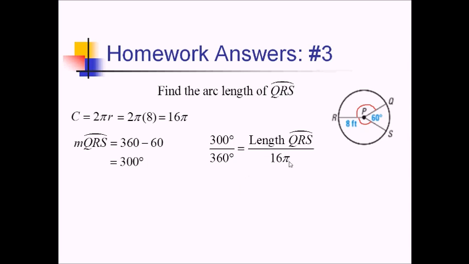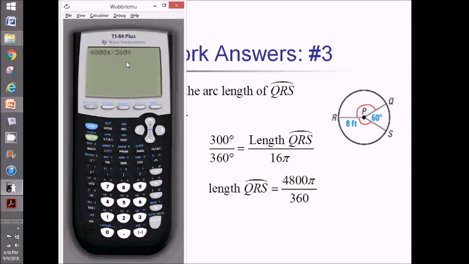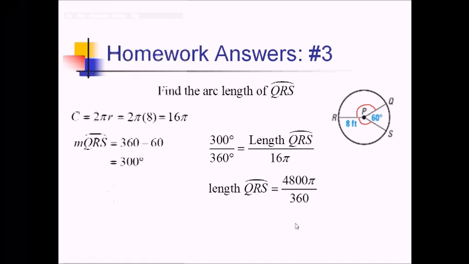And if we just multiply both sides by 16 pi, that'll take care of it. So that's going to be 4,800 pi over 360 on the left side. And then let's divide that on the calculator. So dividing that out, it's going to come out to about 41.89, and that's going to be feet.